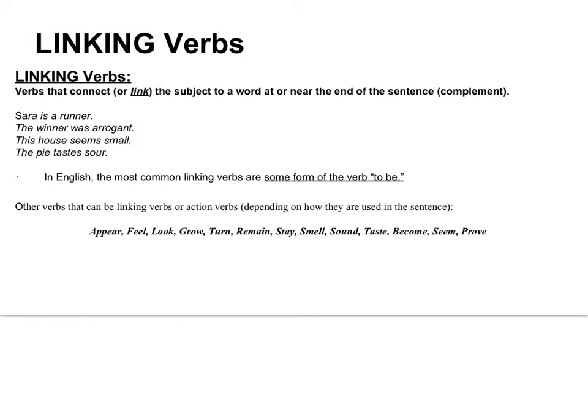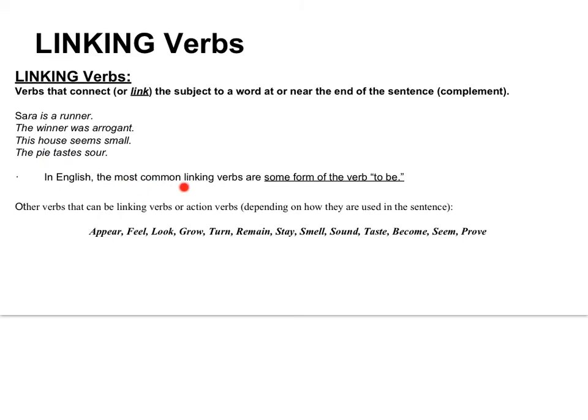This house seems small. This house is small. This house equals small. Seems is the linking verb. Small is modifying this house, and so it's a predicate adjective. The pie tastes sour. The pie is sour. Sour is modifying pie. It's a predicate adjective.